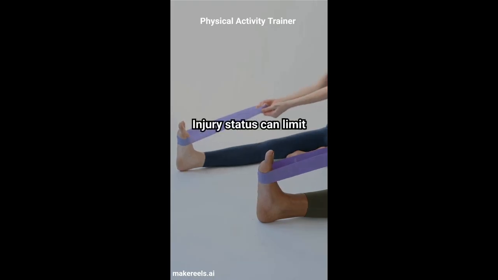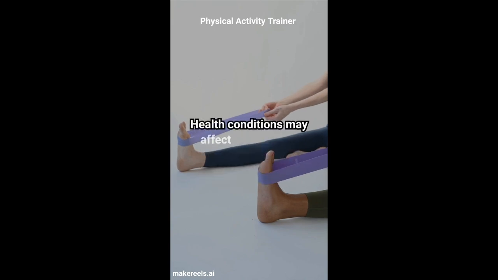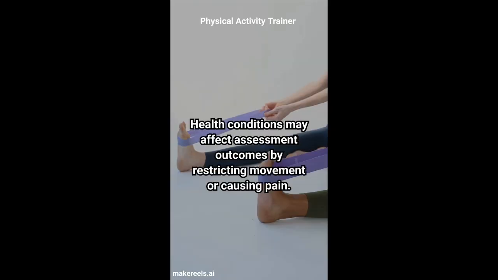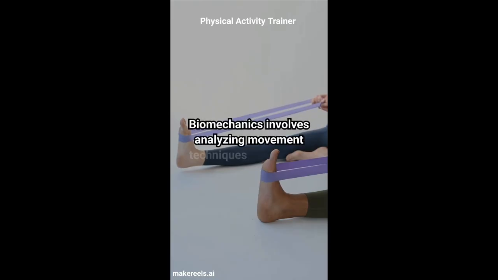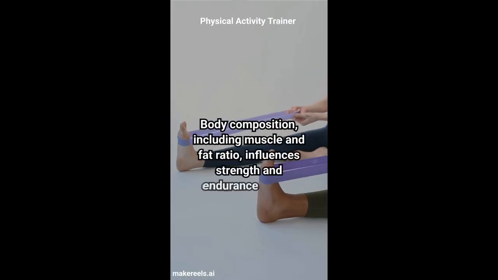Injury status can limit capabilities and must be considered when evaluating physical performance. Health conditions may affect assessment outcomes by restricting movement or causing pain. Biomechanics involves analyzing movement techniques to optimize performance and prevent injuries. Body composition, including muscle and fat ratio, influences strength and endurance levels.